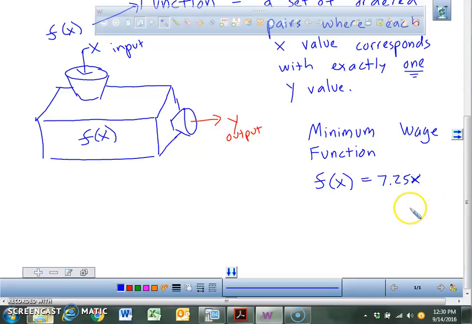Obviously, different places have different minimum wages. Like if you go to Seattle, I think it's $8. Oh, that's just too bad.